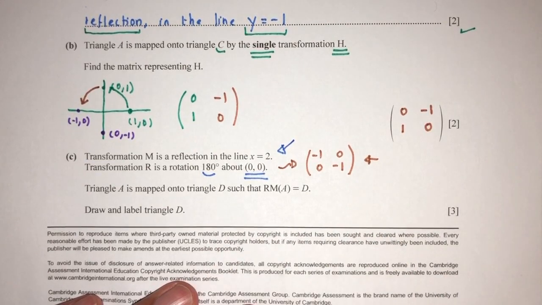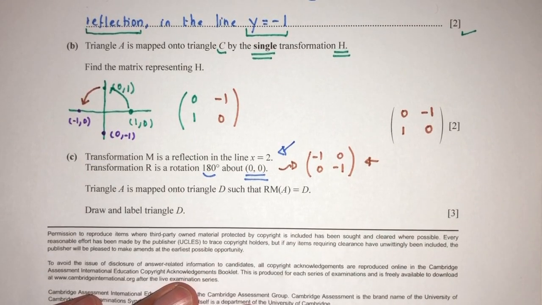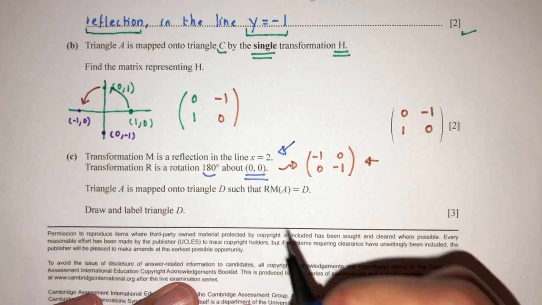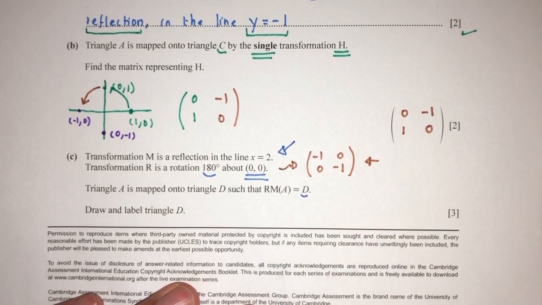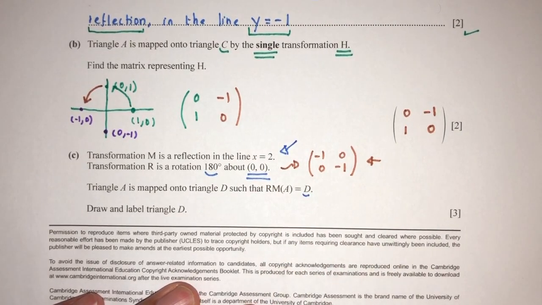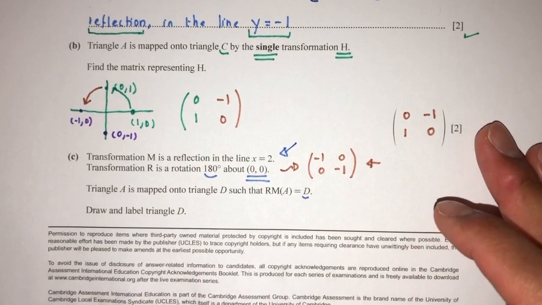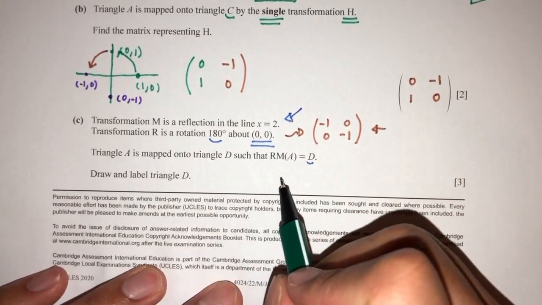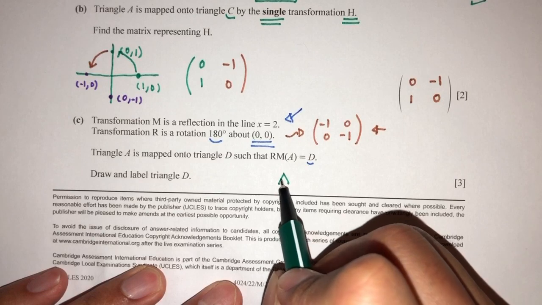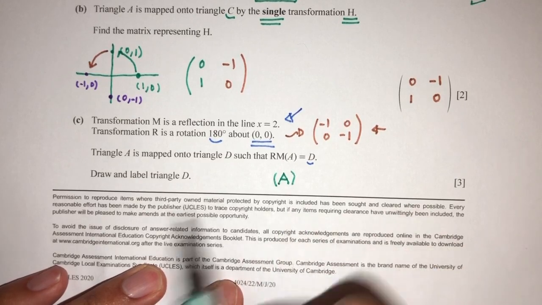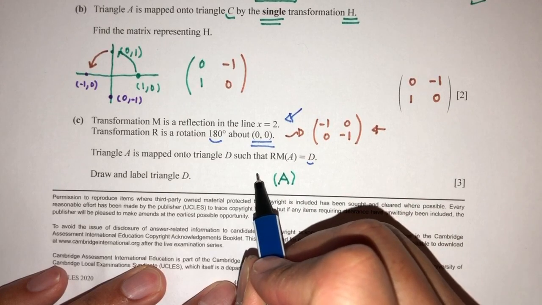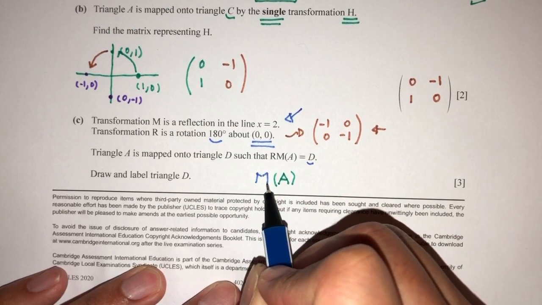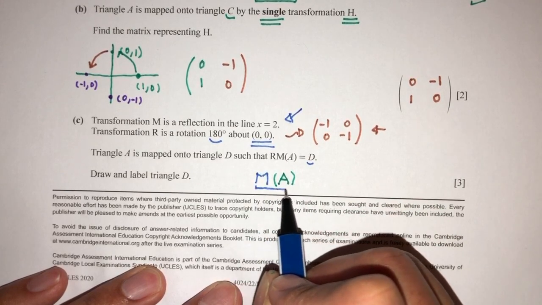But either way, let's move on to the question. Now we have a triangle A that is mapped onto triangle D such that RMA is D. So now we have to understand what's happening. The order is very important. Let me write this again. Here we have the object, A, right? As you can see, the closest to A is M. So it means that we have to apply M first on A.